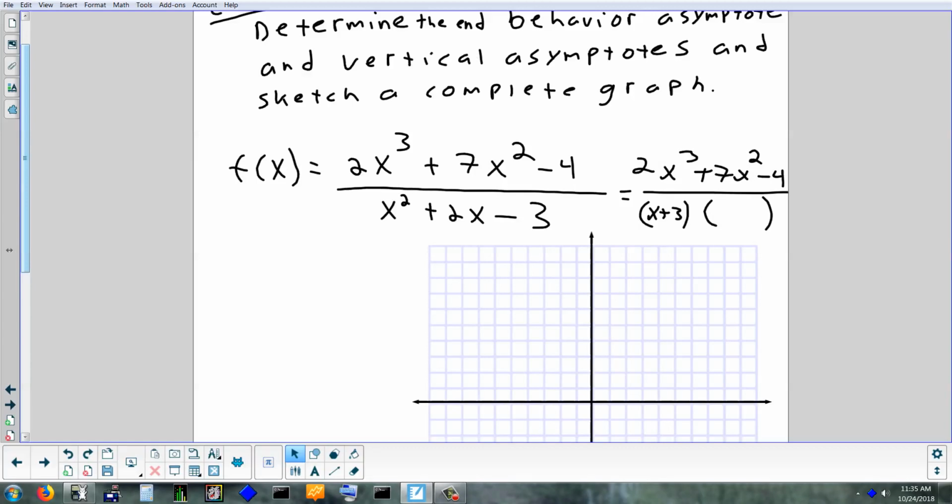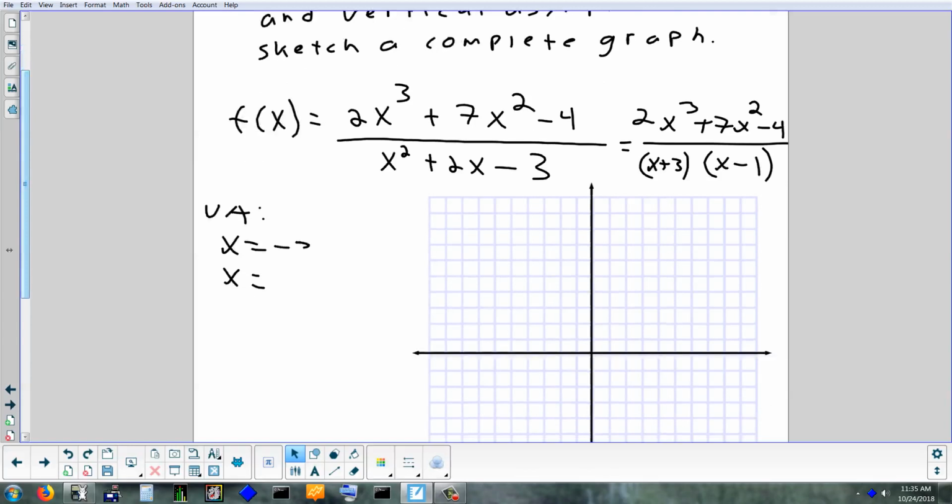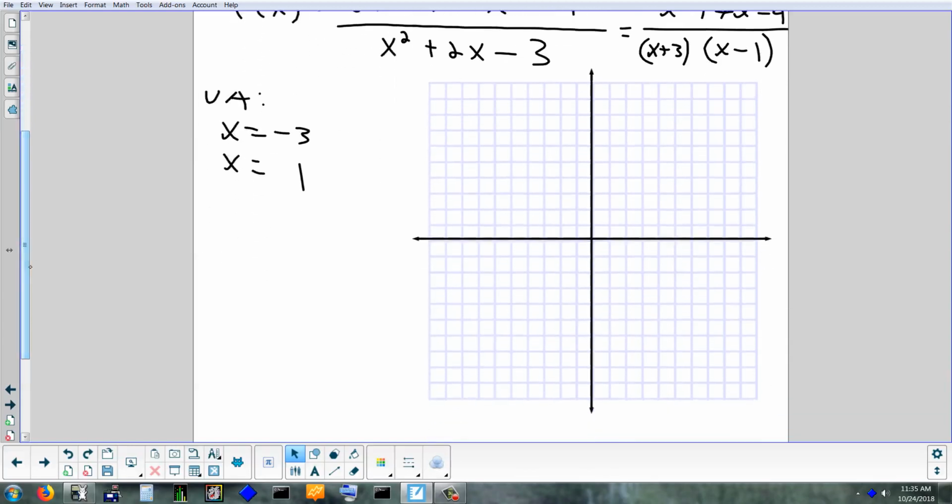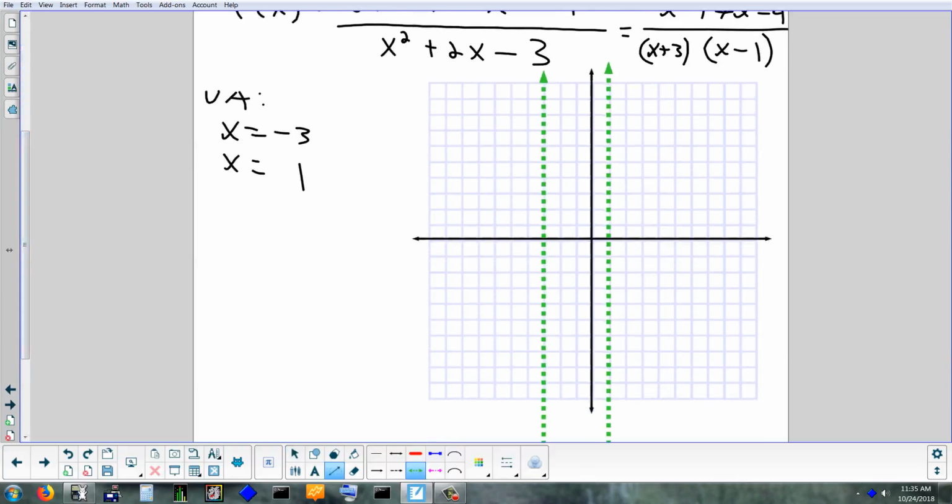All right, let's try it. X plus 3, x minus 1. We get x squared minus x plus 3 is plus 2. 3 times negative 1. Yep, looks good. So Blake, what are my vertical asymptotes? It would be negative 3 and positive 1. Yep. So there's your vertical asymptotes. So let's put those in. Negative 3, positive 1.